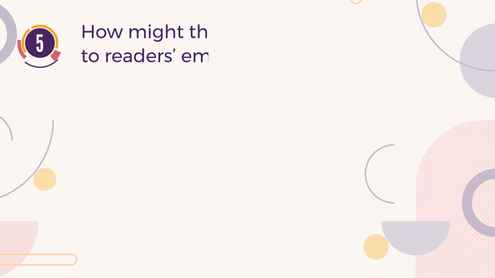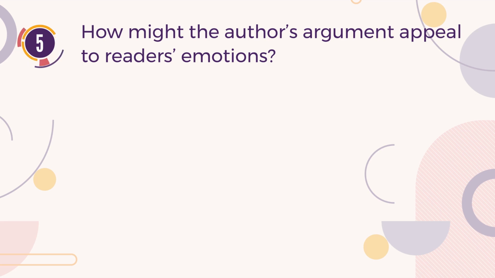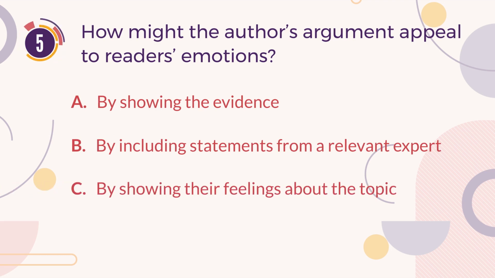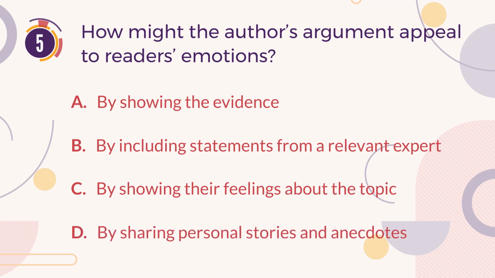Number 5. How might the author's argument appeal to readers' emotions? A. By showing the evidence. B. By including statements from a relevant expert. C. By showing their feelings about the topic. D. By sharing personal stories and anecdotes.